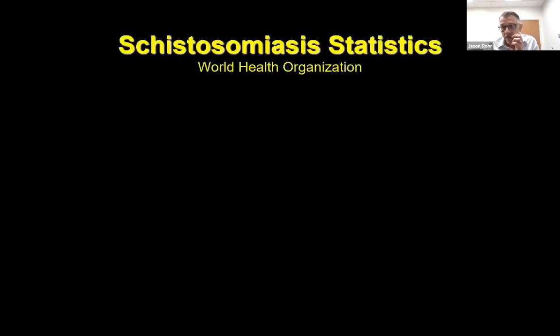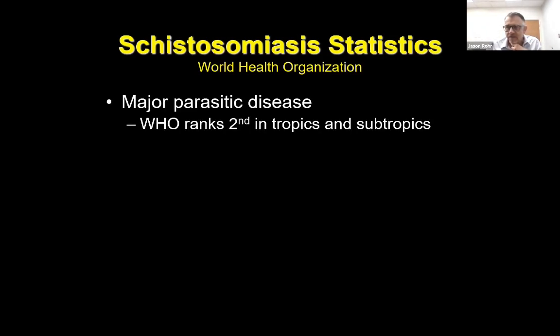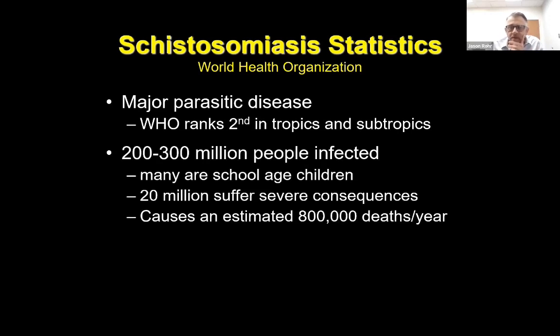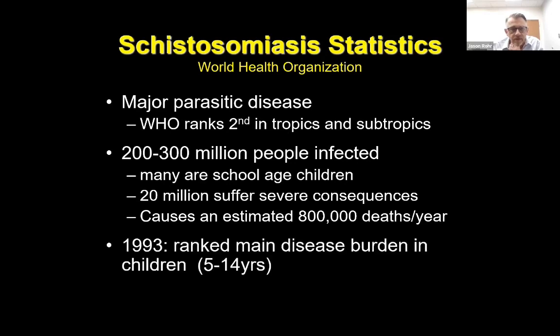Should be the case. So another interesting aspect about schistosomiasis is that it ranks second among all parasitic diseases in the world in how debilitating and devastating it is to humans. So it ranks second behind malaria. A major parasitic disease worldwide, with 200 to 300 million people infected. Many are school-age children, and I'll tell you why that's the case in a minute. About 20 million suffer severe consequences and about 800,000 die per year.